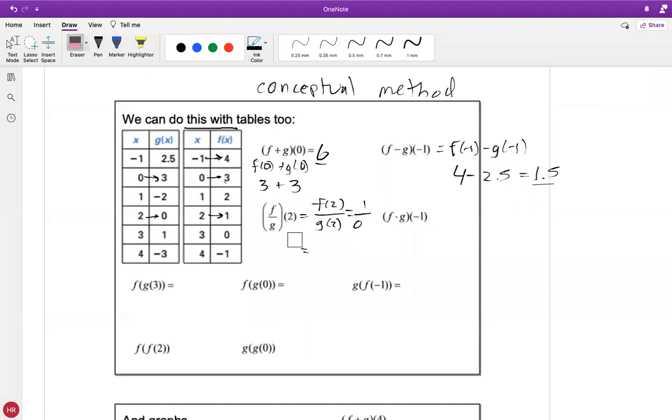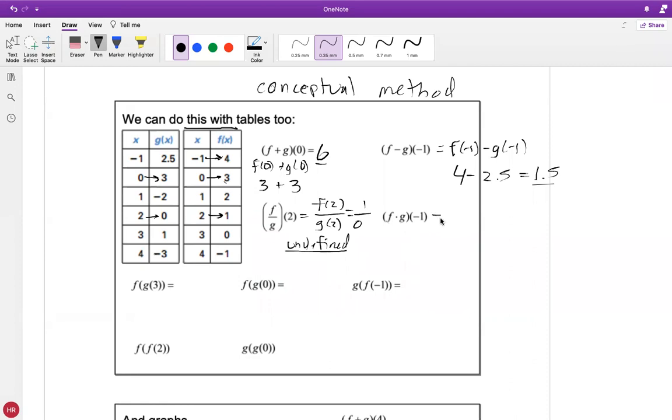So if you recall, when we did f over g, I said this works as long as g of x is not 0. Whenever you have a 1 divided by 0, this is not a meaningful number. You could say undefined. That's a reasonable thing to say there. You could probably say does not exist, but that's kind of a weird way to say that. 1 over 0 is undefined. It's better to say undefined.